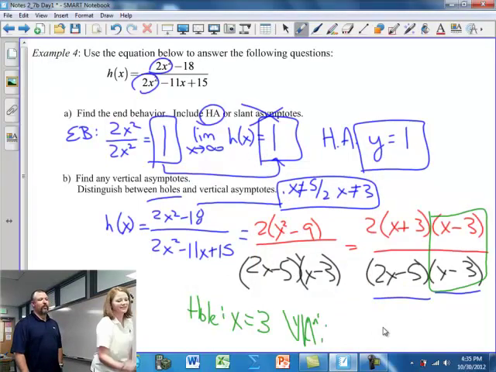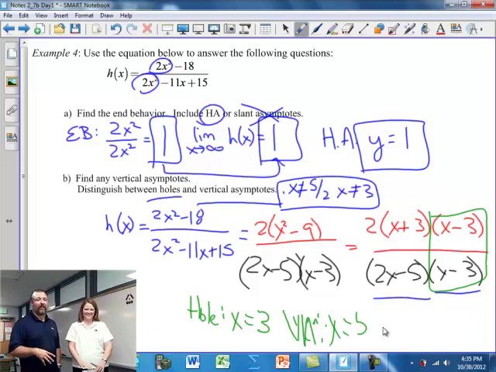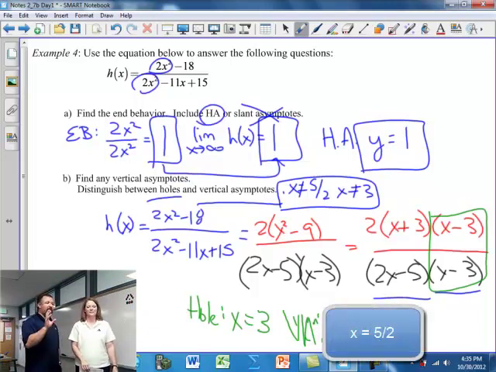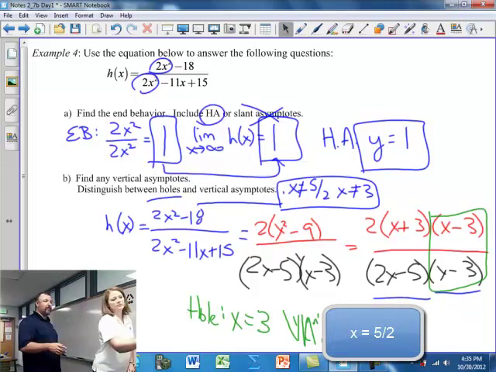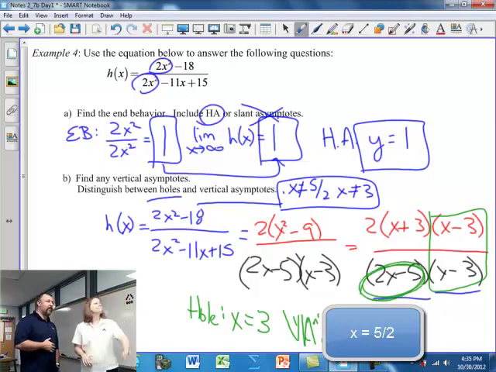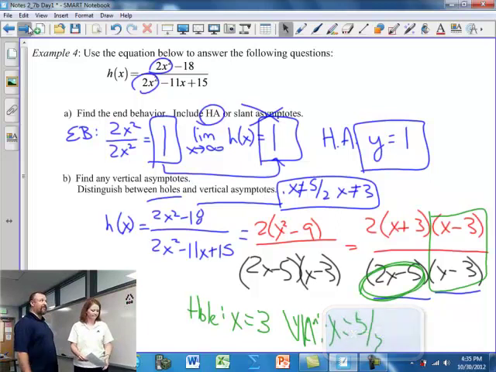Vertical asymptote at x equals 5 halves. We're having to write like 6 inches above where it's showing up. It's a 5 halves, I'll fix it on the other one. But there's a vertical asymptote where that factor didn't cancel, but the factor that canceled is going to create a hole in our function at x equals 3. Okay, all right, move along. I think we're done with this example.